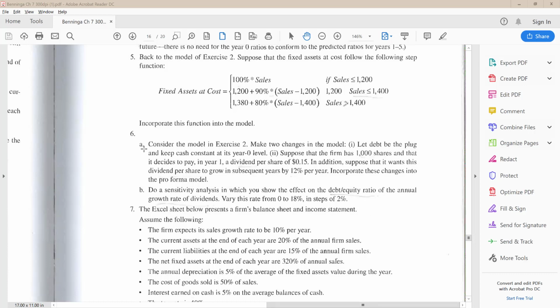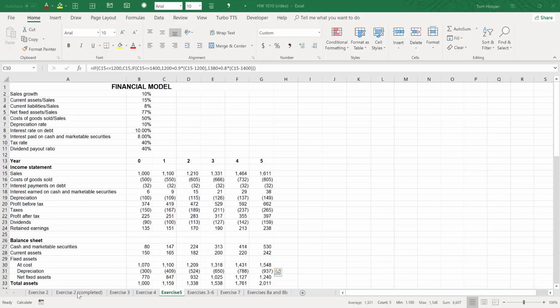Part A, we're asked to do two things. We want to make two changes to the model. Let debt be the plug and keep cash constant at its year 0 level. And then we want to pay dividends on 1,000 shares, 15 cents per share in year 1, growing at 12% per year. So let's go back to our model. Copy exercise 2 again. Rename it as 6.